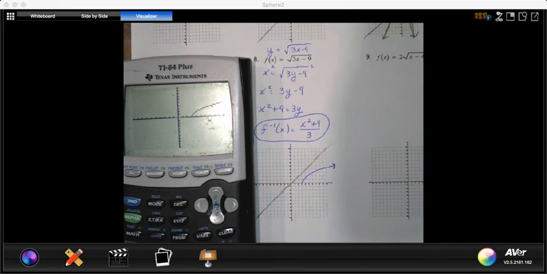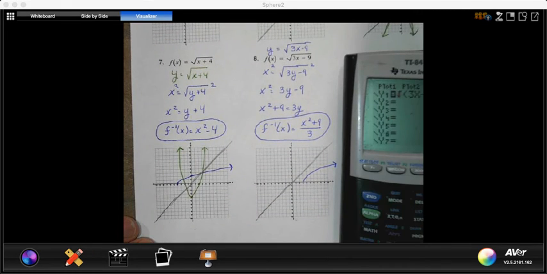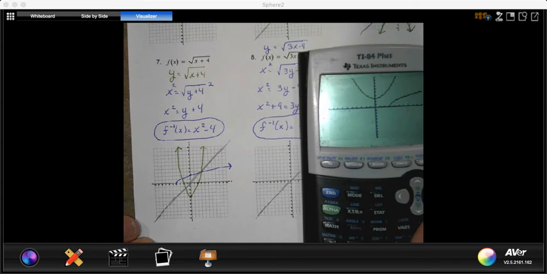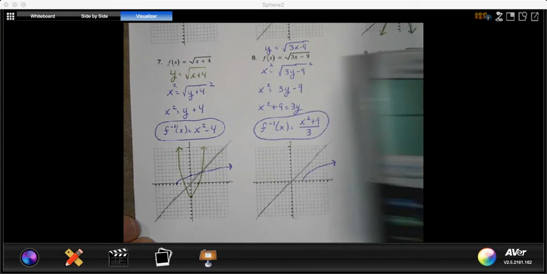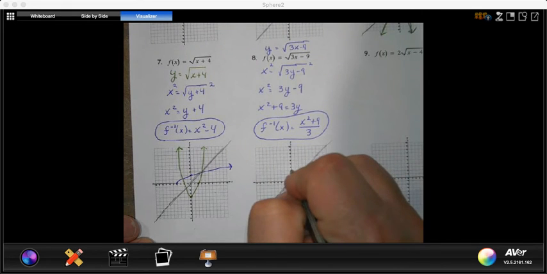And the other one is y equals. So we got to do a numerator. So parenthesis x squared plus 9, close my parenthesis, all divided by 3. Without the parentheses, it won't work right. So there's that guy. It starts at 3, and it's a little wide parabola. 1, 2, 3.